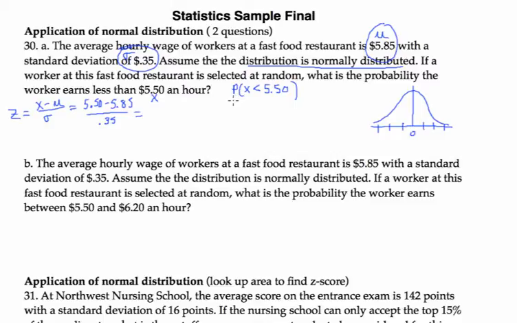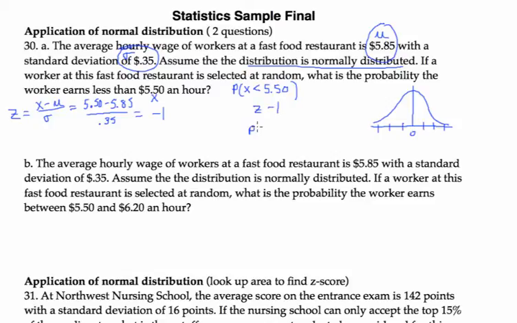So I wrote it out as a probability statement. The probability that the data value is less than $5.50 an hour. We've got to change that data value into a z-score. So we use the z-score formula, and we get -1. So that means that this data value, the x of being $5.50, goes with a z-score of -1.